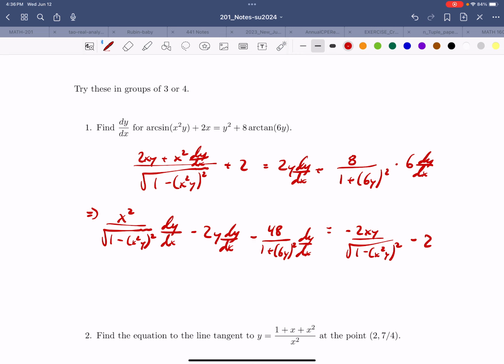Right? So you see we've got all of that, right? And then at this point, let's just kind of factor out the dy over dx and divide, right? So we're going to get this lovely, lovely answer. Needless to say, I would not expect you to simplify in this situation.